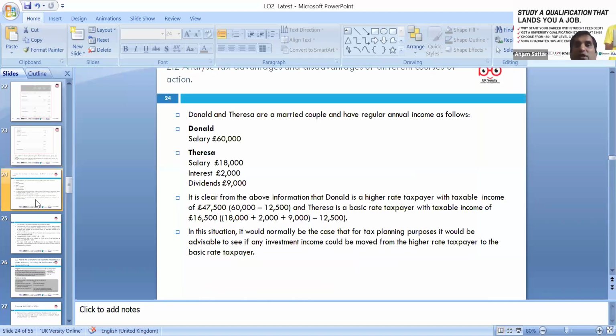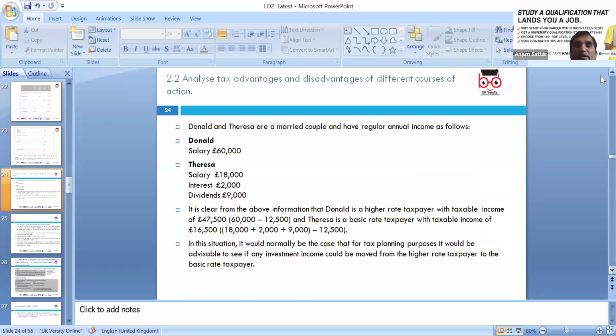Okay, so then we have one more example, point 2: analyze the advantages and disadvantages of different courses of action. So different courses of action for tax planning. We have Donald, whose income is 60,000 salary. Her income is salary 18,000, interest 2,000, and dividend 9,000. It is clear from the above information that in that case, Donald is paying a high rate of tax, which is on 47,500 after the personal allowance. Of course, this year it is 12,570, but the previous year was 12,500.